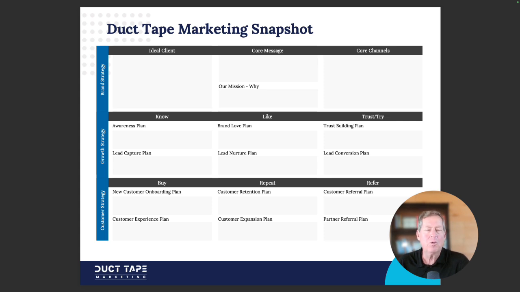So what are the ways that we're going to build trust? Testimonials, case studies, guarantees, transparent business practices, even who we associate with, social proof. I mean, those are all things that are part of really the overarching marketing plan. That's why they show up here on the snapshot.